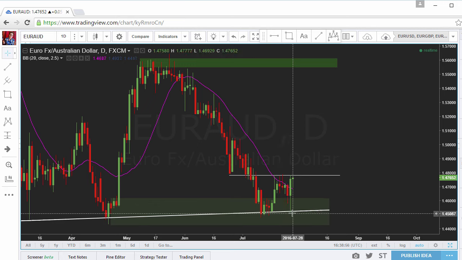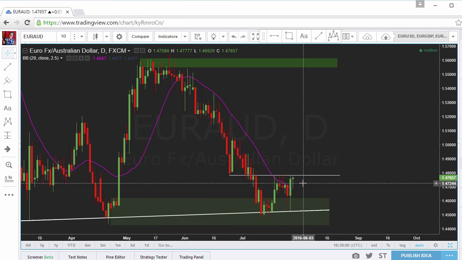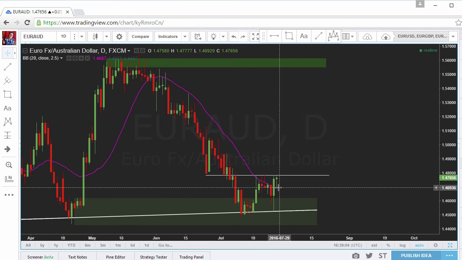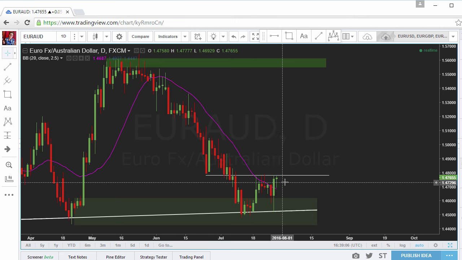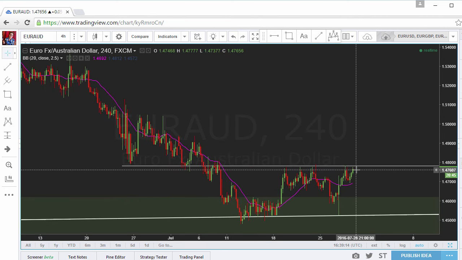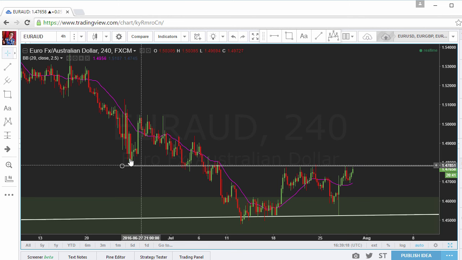Then it moved lower. This is the squeeze here very nicely. And afterwards we shot back up. Now price even closed above the 20 SMA here for the first time in a very long time. And we are still trading below this resistance area. We can see it very clearly on the 4-hour chart as well. So very similar to the Aussie Swiss franc that we talked about before.